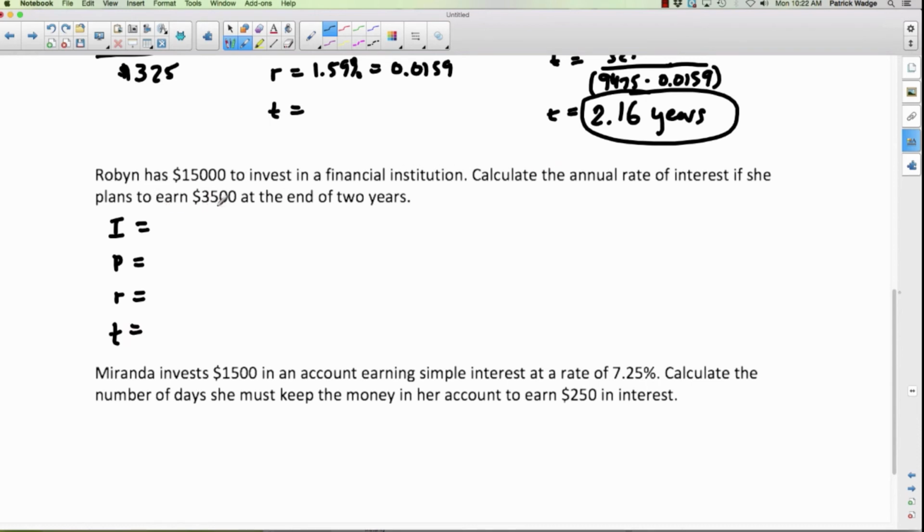She plans to earn $3,500. Yeah, we do know the interest. It's $3,500. Do we know the principal? That's how much she put in the bank. Yeah, $15,000. So we've got that too. Do we know the interest rate? No, we're trying to find the rate of interest. We don't know it. You can put a question mark there if you want. And time. Do we know how long she's keeping it in there? Yep, 2 years. So there's everything we know, and we want to figure out what R is.